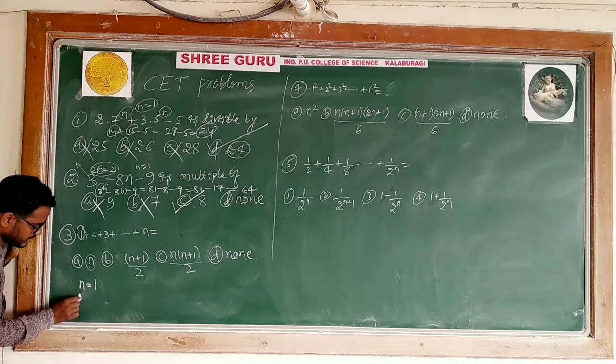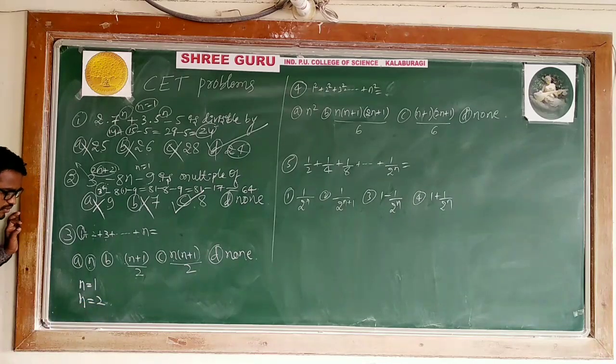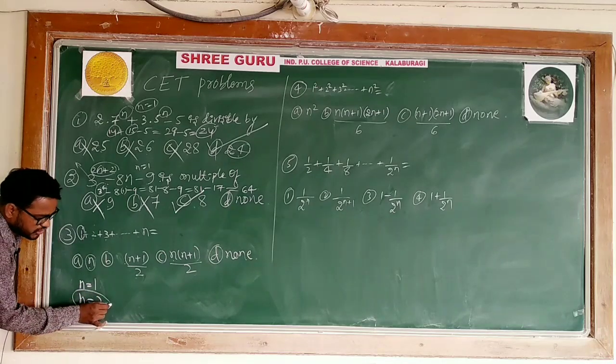It means you can say n is equal to 1, okay. n is equal to 2 I will take. n is equal to 2. When you are taking n is equal to 2, you should know what we need to get.